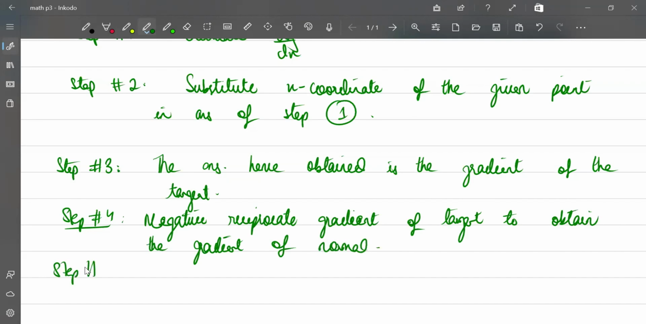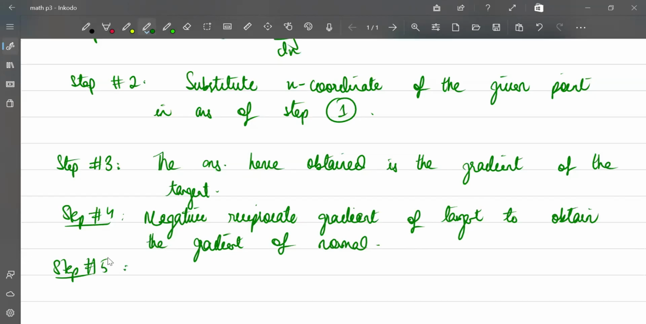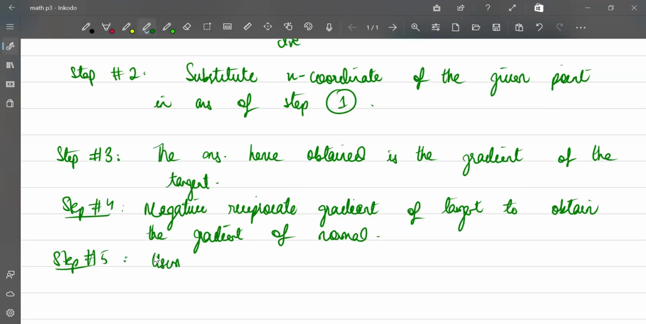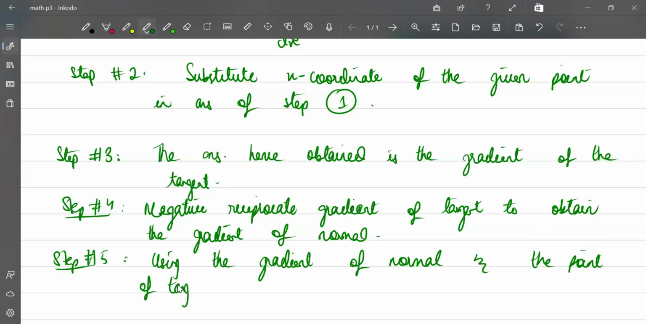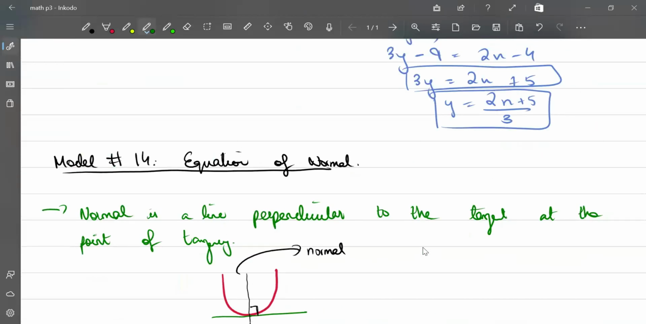Step number five, using the gradient of normal and the point of tangency, form the equation of the normal. All right, so these are the steps you should be applying.